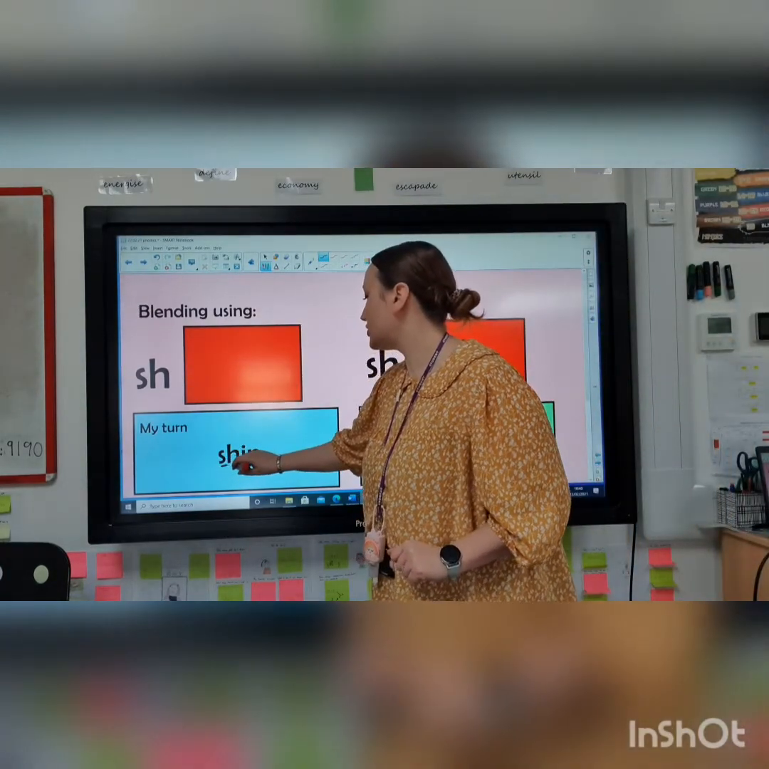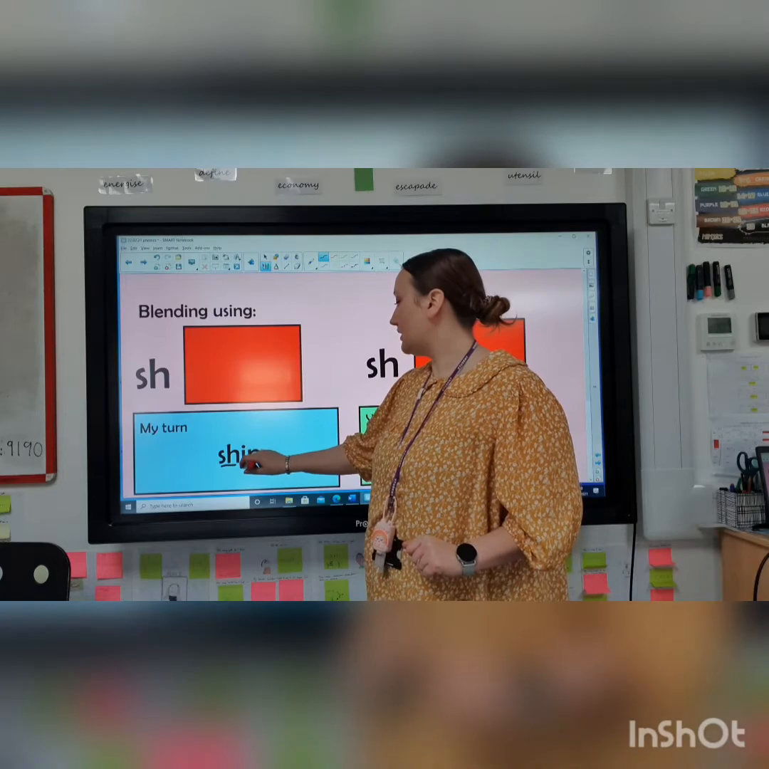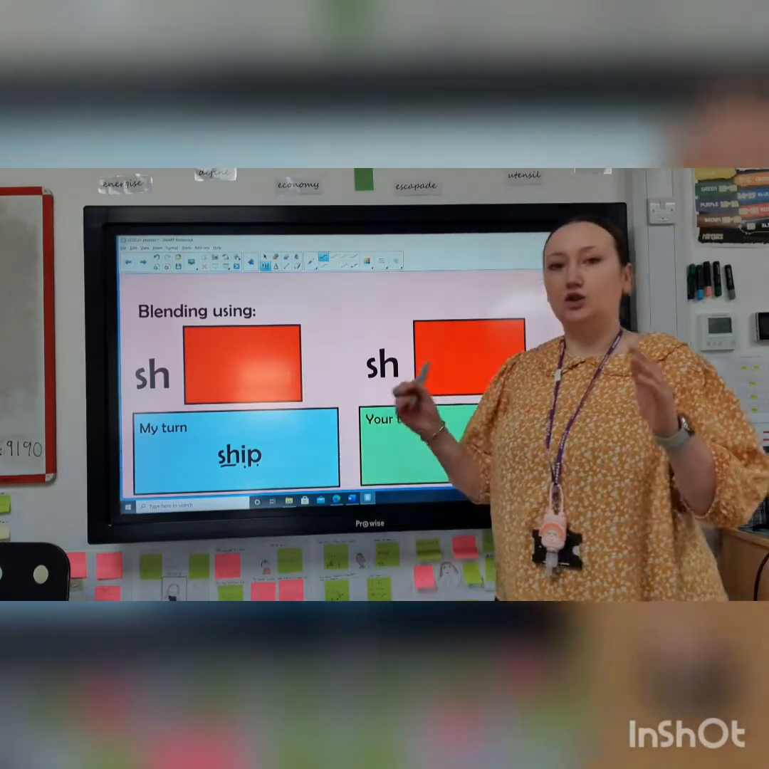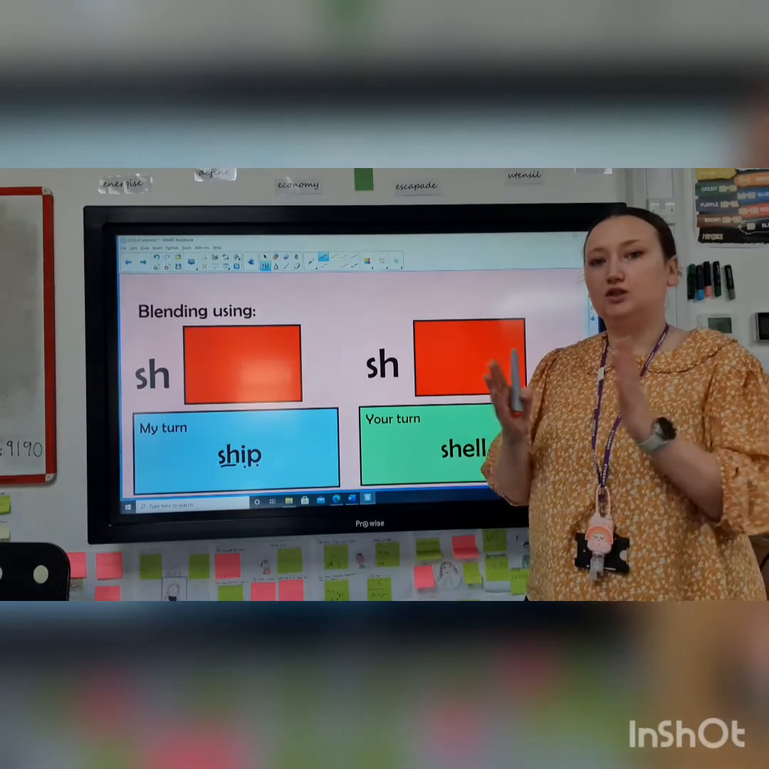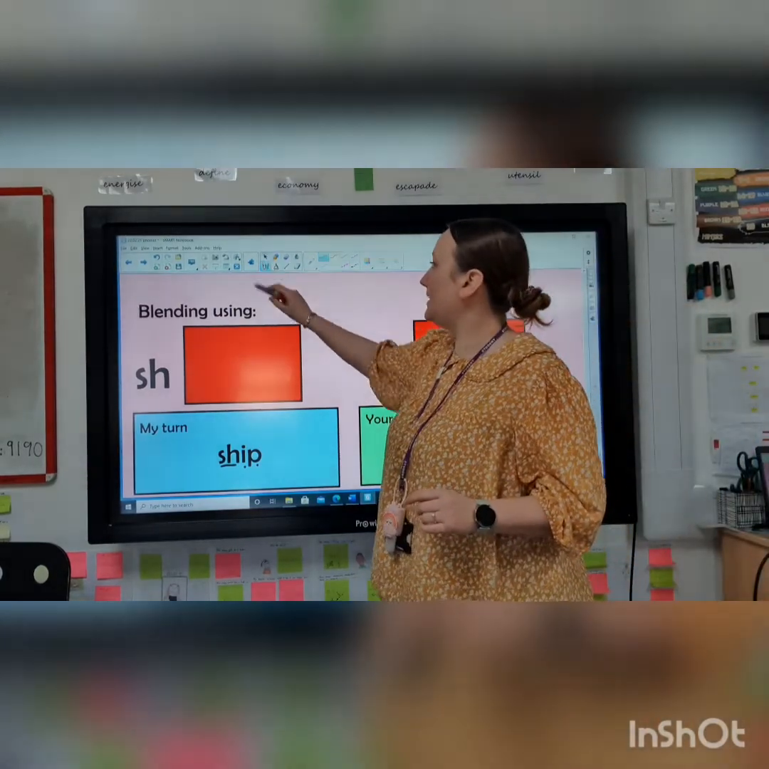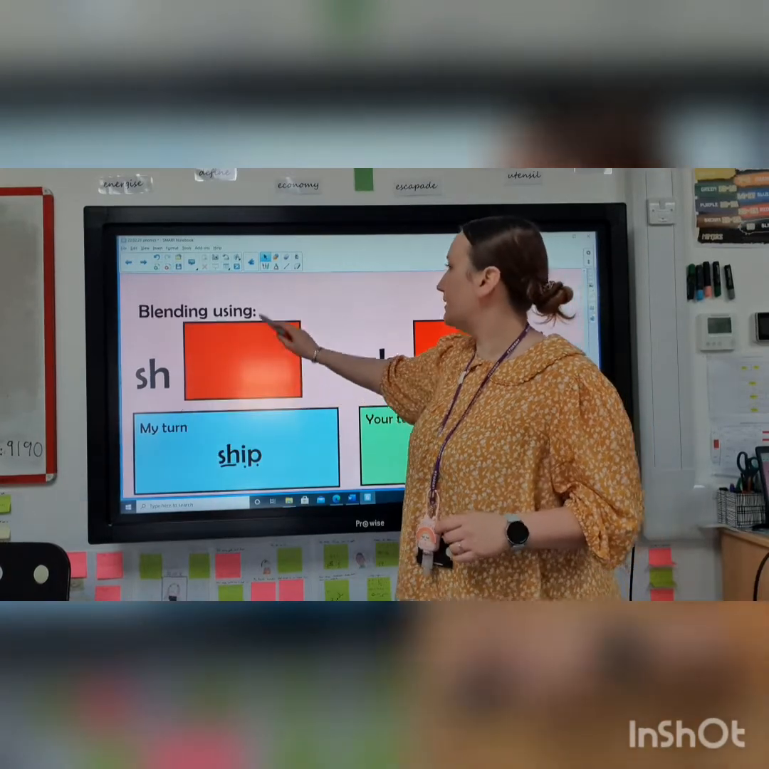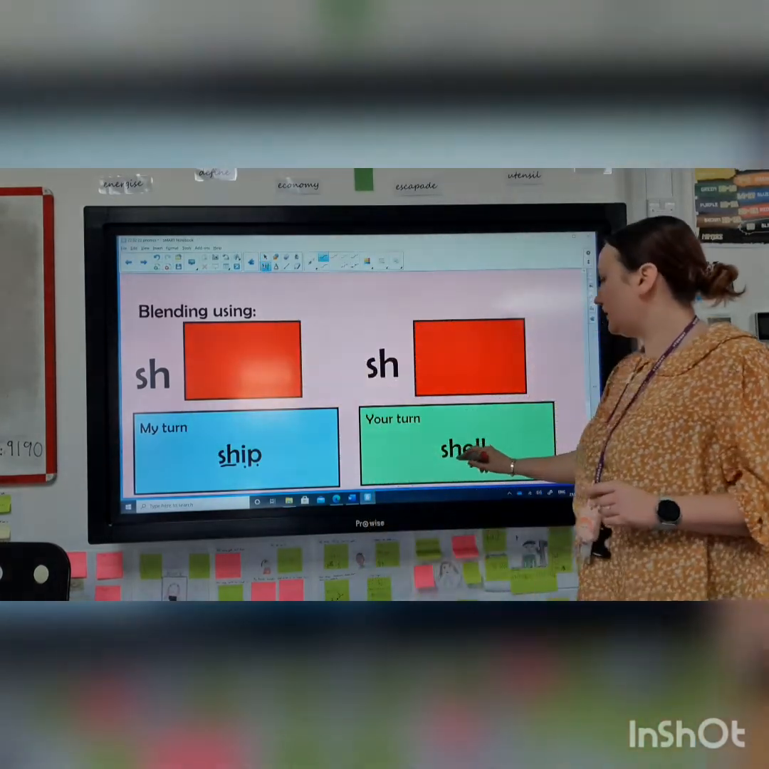We've got the sh at the beginning there, sh, and then two more phonemes. So we've got sh, ip, ship. I think that says ship. Yes, it is a ship. So now it is your turn.